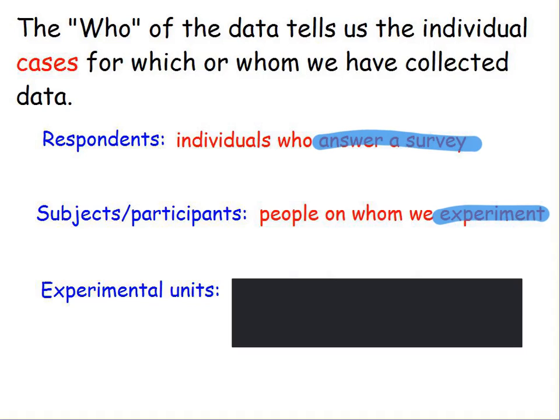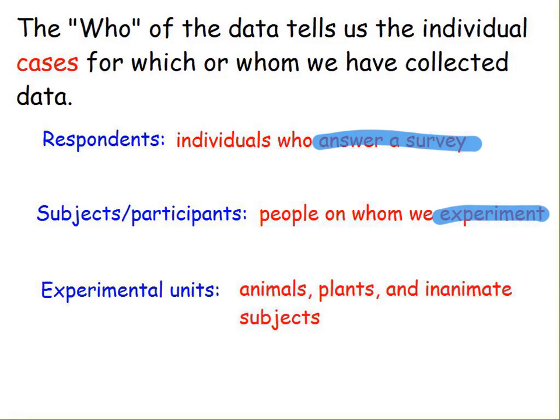Then our last category of cases are experimental units. These are everything else that are not people. They could be animals, plants, or any other inanimate object, but these are not people. So respondents are people who answer a survey, subjects or participants are people on whom we experiment, and then everything else that's used are just experimental units.